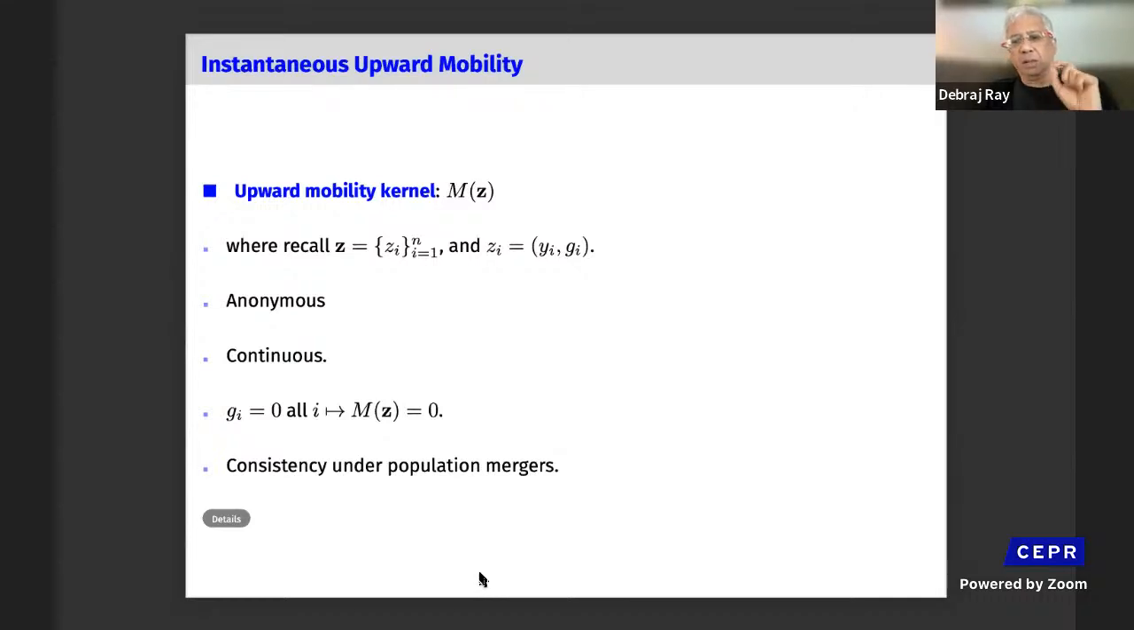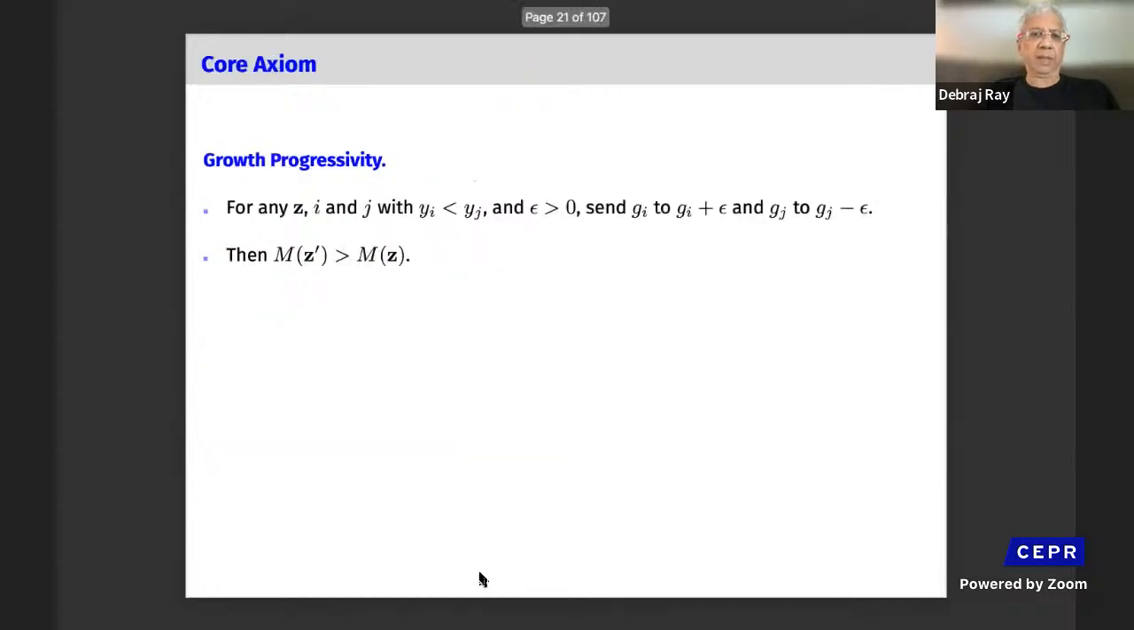But now comes the substantive and important restriction on this mobility measure, which is what we are going to call growth progressivity. Growth progressivity says that if I start with any situation and I take any pair of individuals, and if individual i is poorer than individual j at that particular point of time, so yi is smaller than yj, then if I take a transfer of any epsilon of growth percentage points and transfer them from the richer person to the poorer person, then mobility should go up.